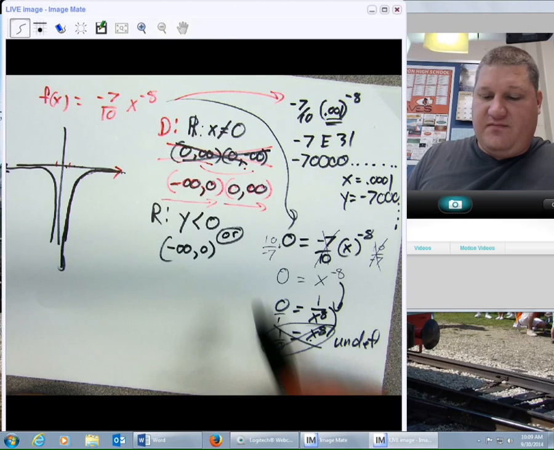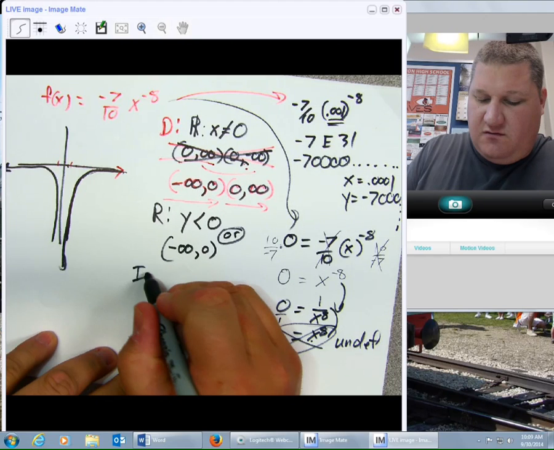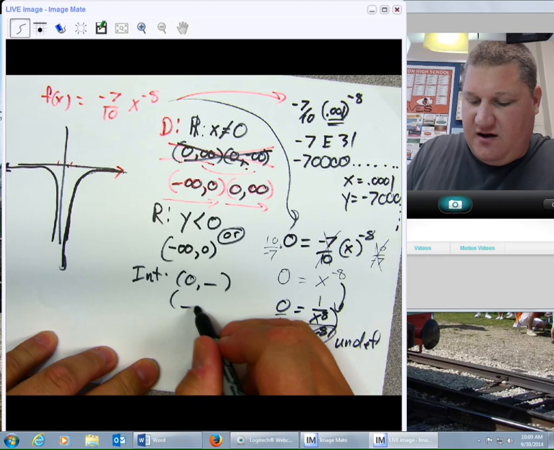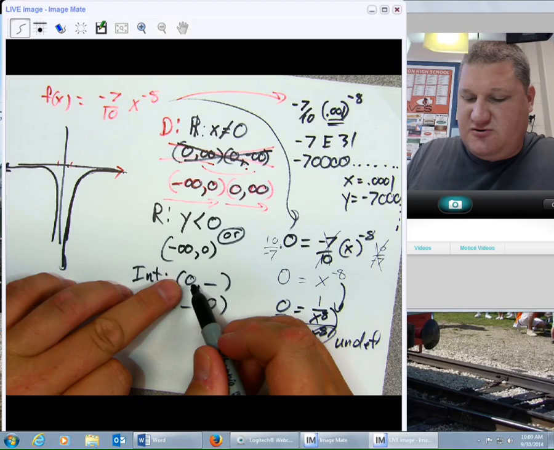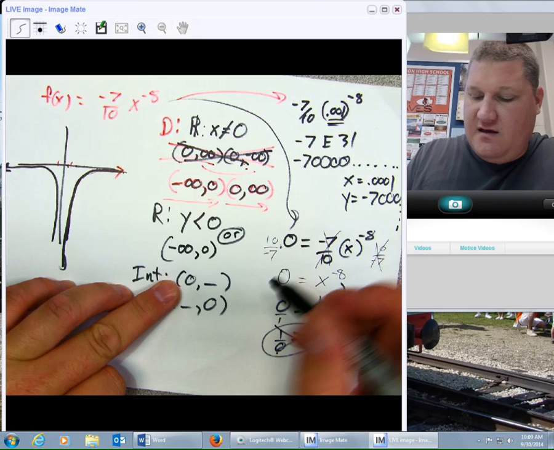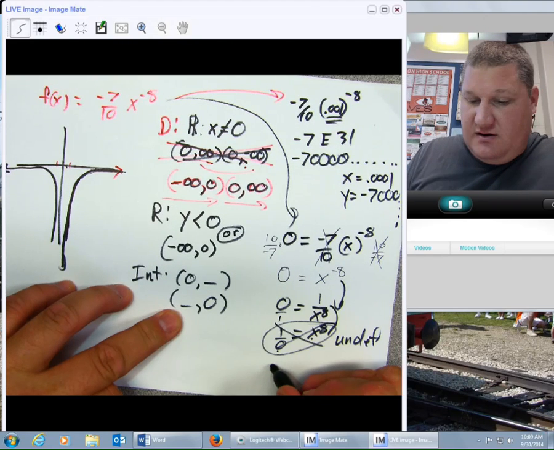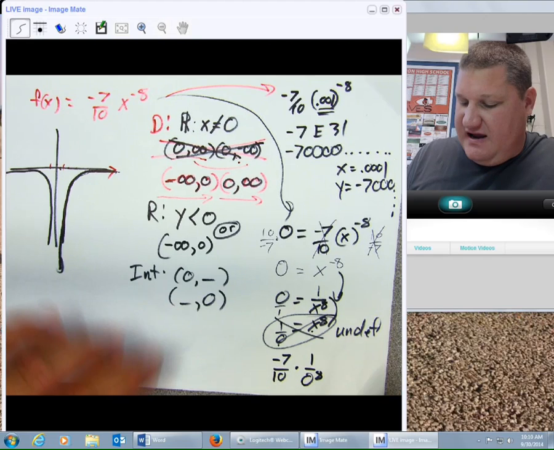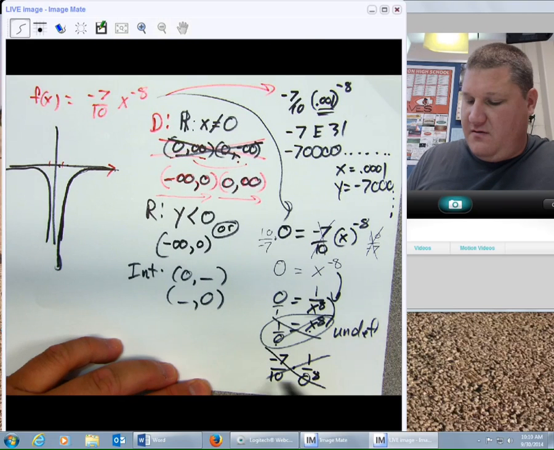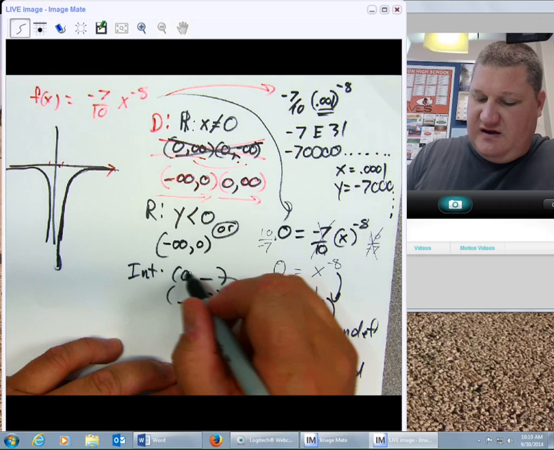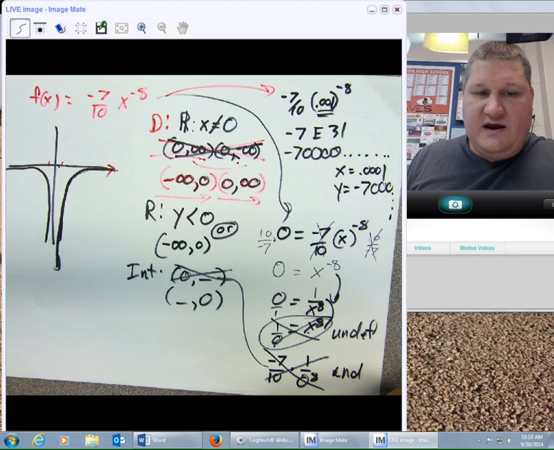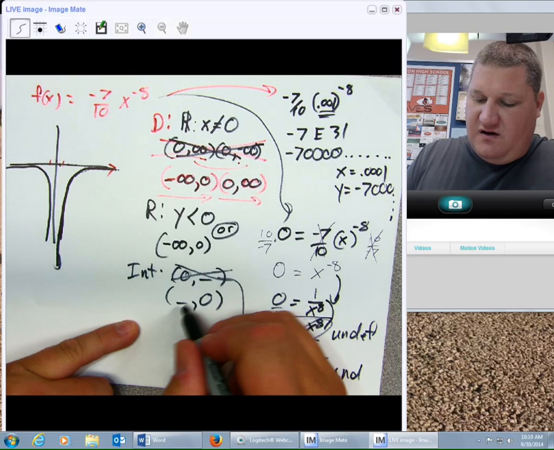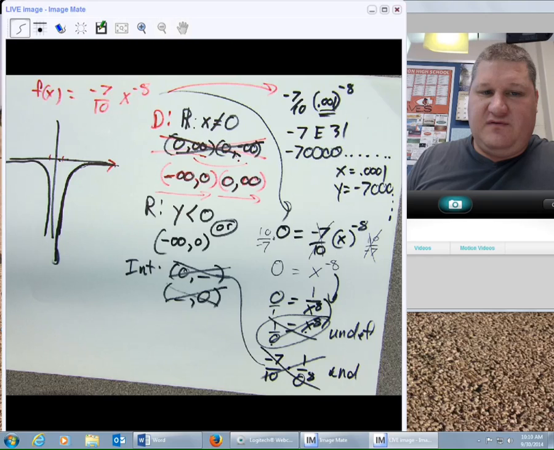Now, that's domain, that's range. Well, we've already kind of danced around it. But for intercepts, I need 0, comma, blank and blank, comma, 0. Well, in this case, if I try plugging in 0 for x, that's going to be negative 7 over 10 times 1 over 0 to the 8th power. Well, anytime I have 0 to the 8th power, that is also undefined. So in this case, there is no y-intercept. If I put 0 in for y, we already tried that and determined it was undefined. So there's no x-intercepts.